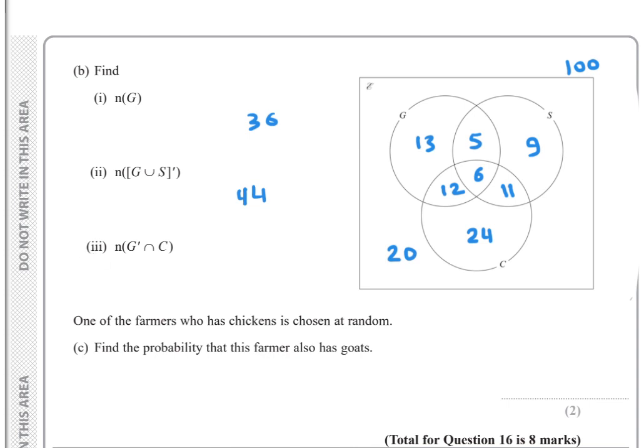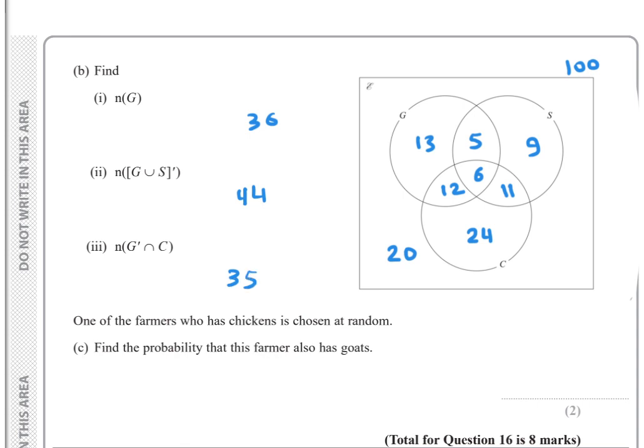Part (iii), not G intersect C. Not G is all the region around G. Intersect C, add this part. 11 plus 24. So 35.